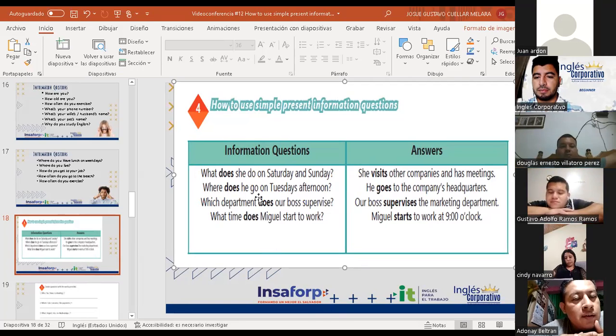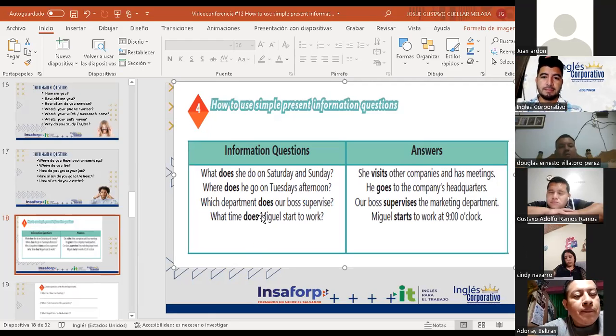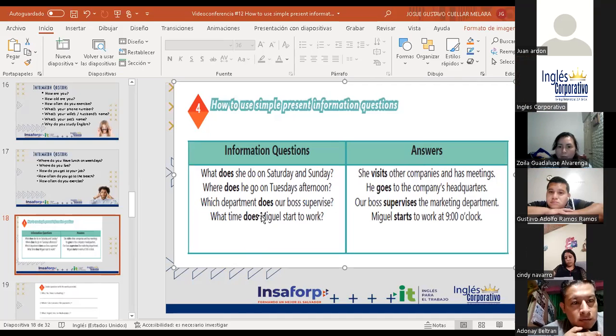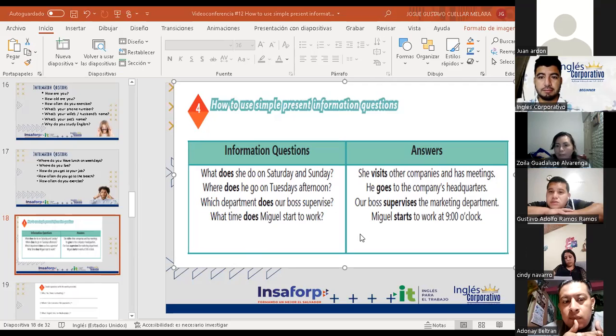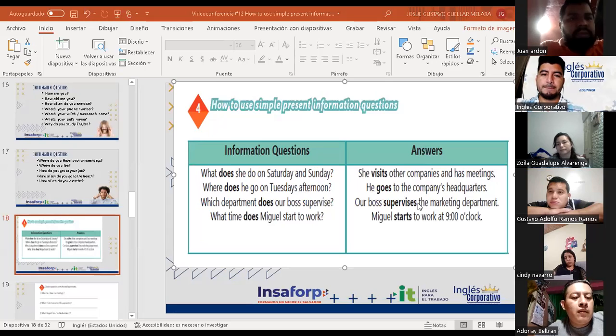Where does he go Tuesday afternoon? He goes to the company's headquarters. Headquarters. Okay, good. Yes, we go with Soili and then Carmen. Which department does our boss supervise? Our boss supervises the marketing department. Okay, our boss supervises. Supervises. Yes, supervises. Eso es la clave de las terceras personas, que siempre les digo, works, supervises, y eso, ¿verdad? Okay, good. Carmencita, what time?